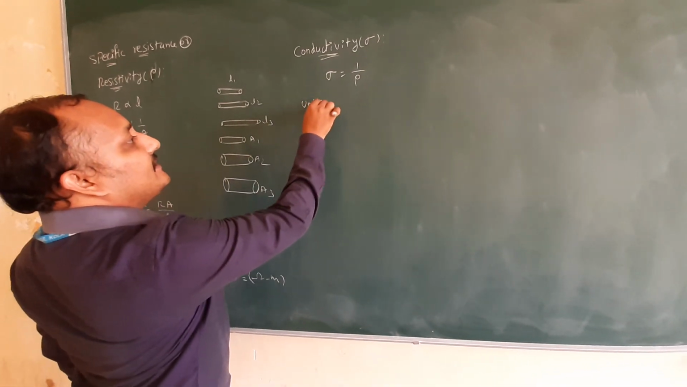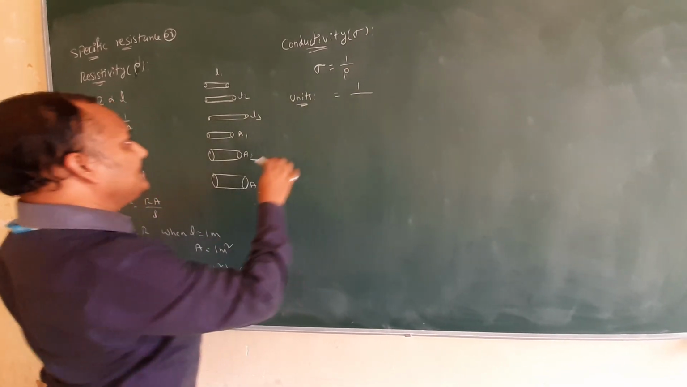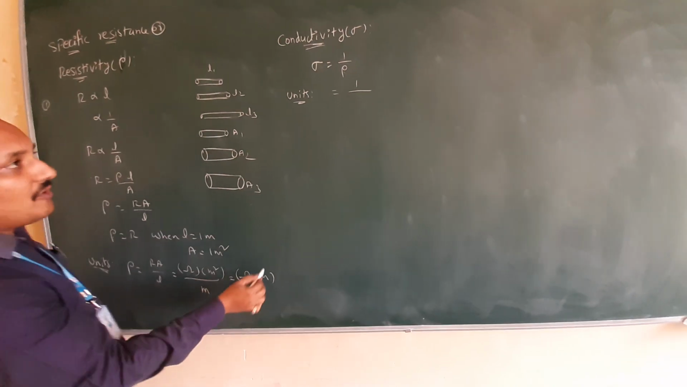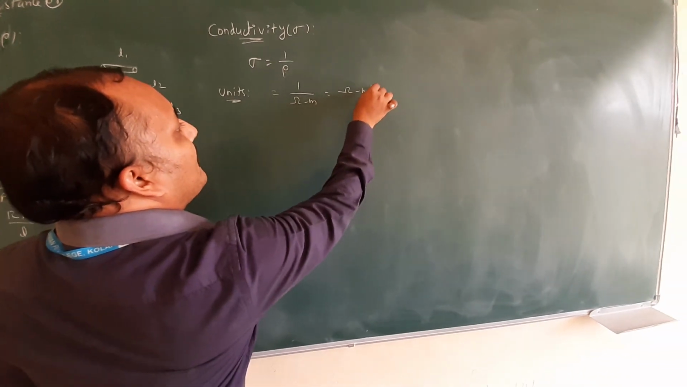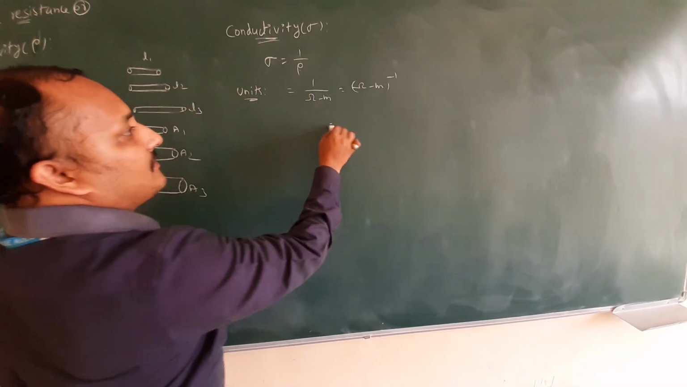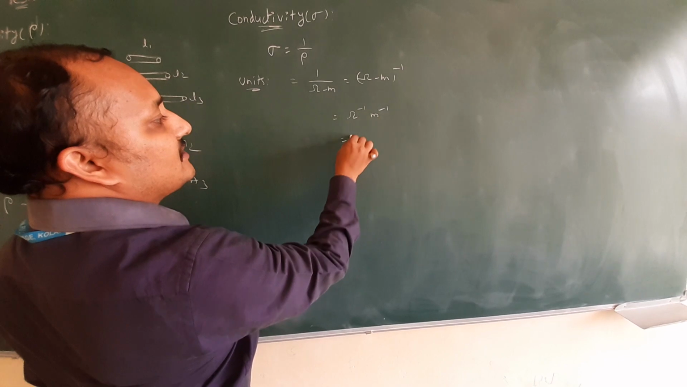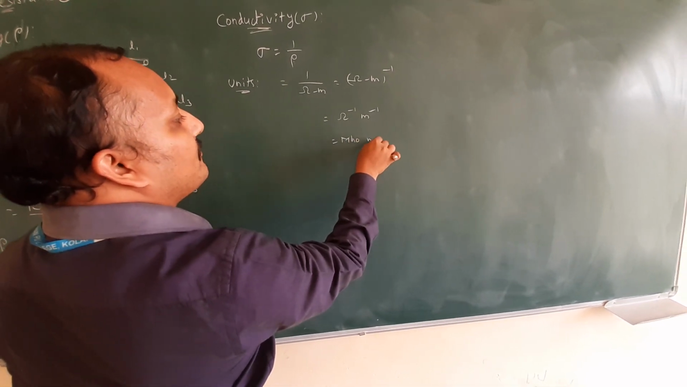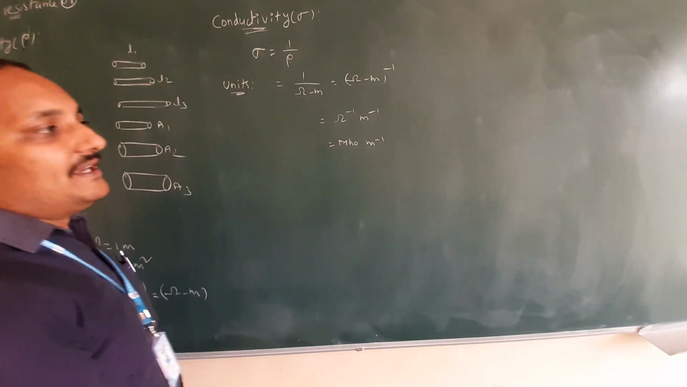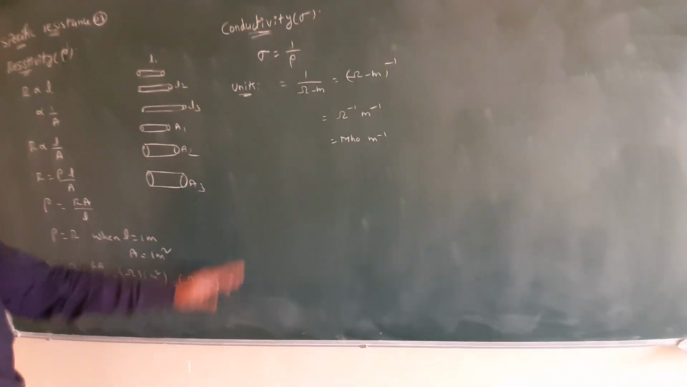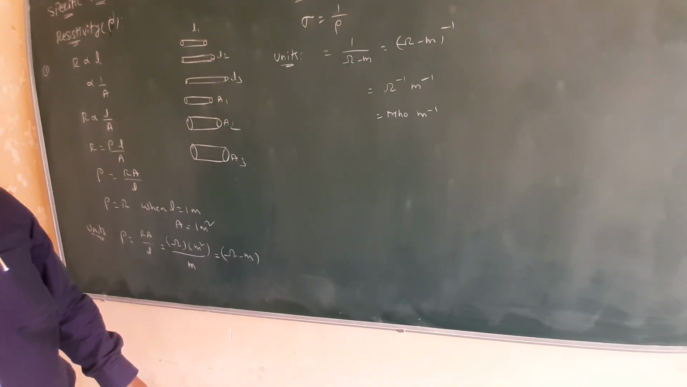What are the units? What is the rho unit? Rho means specific resistance or resistivity, and its unit is ohm meter. So the unit of sigma is ohm meter whole inverse, that is ohm inverse meter inverse. Ohm inverse we write as mho, so mho meter inverse. Like this also we can write. This is nothing but the units of conductivity. Okay.